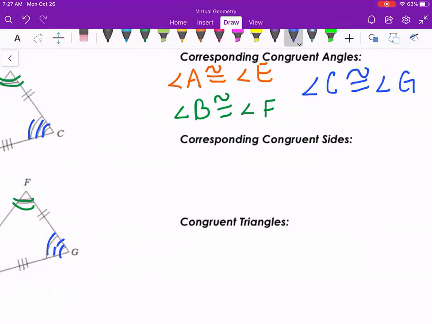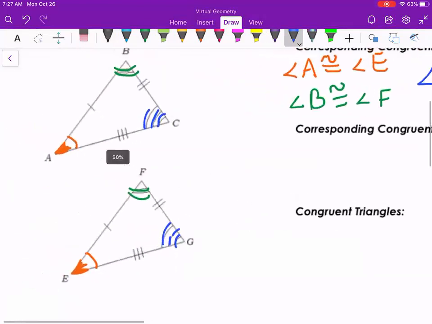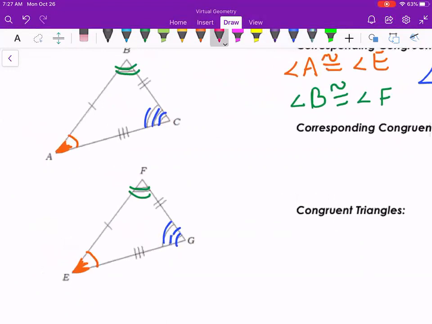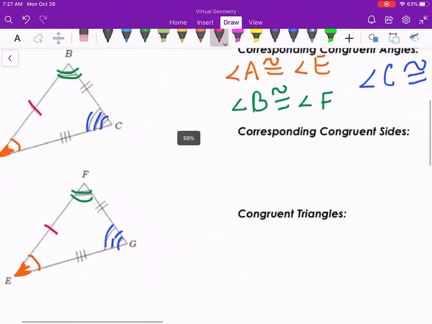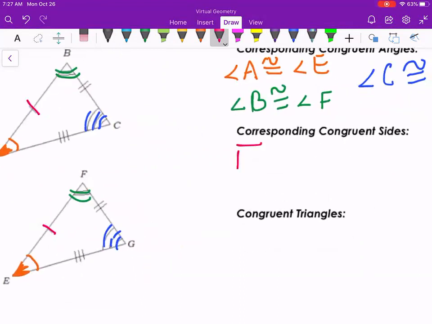Now, the same can be said about congruent sides. We're looking for the matches. So find the matching set of markings. And in this case, we're looking at the dashes. From A to B, we have one dash, E to F, one dash. So those segments are congruent. So segment AB is congruent to segment EF.